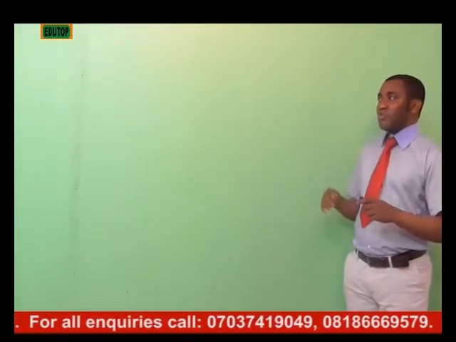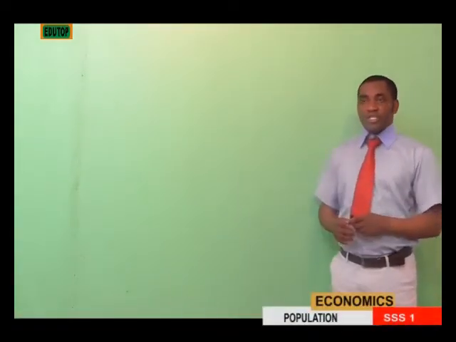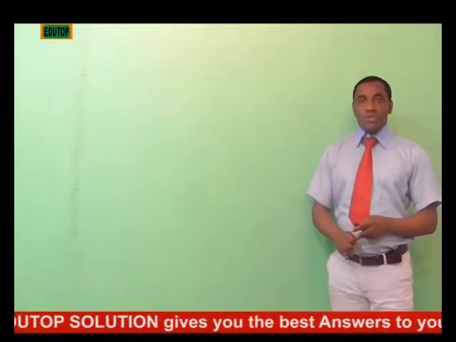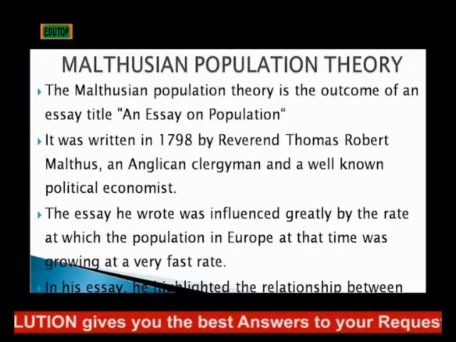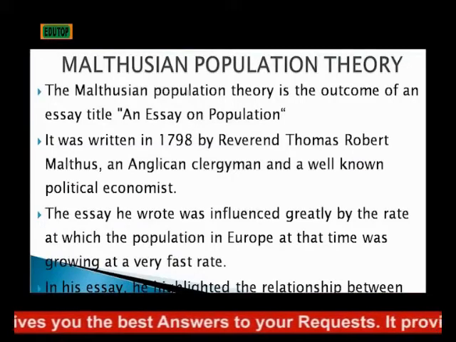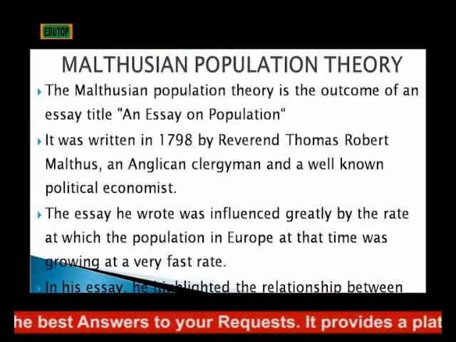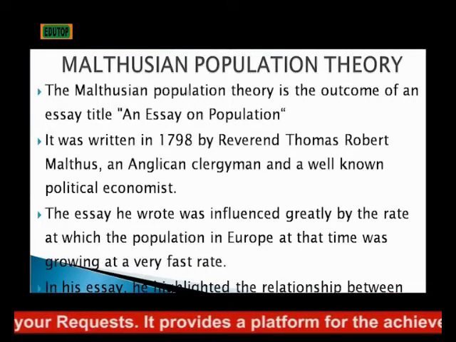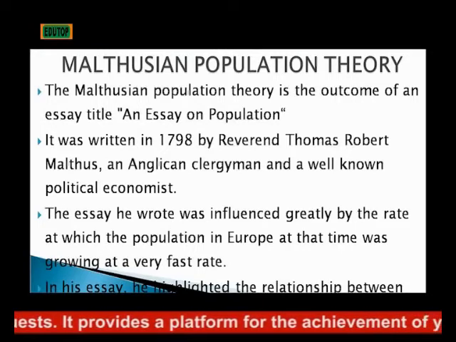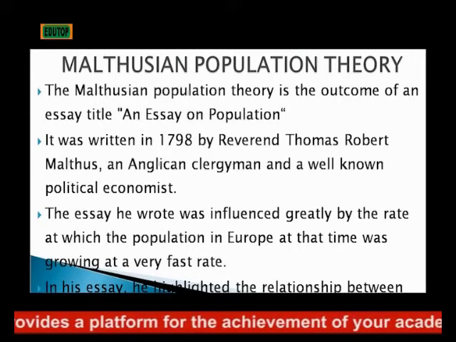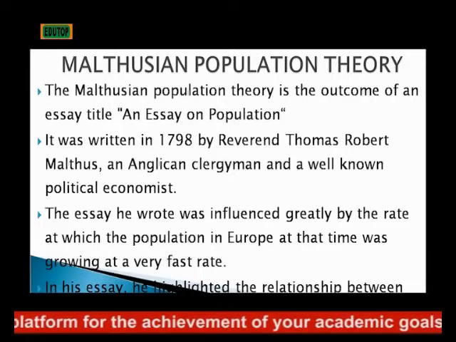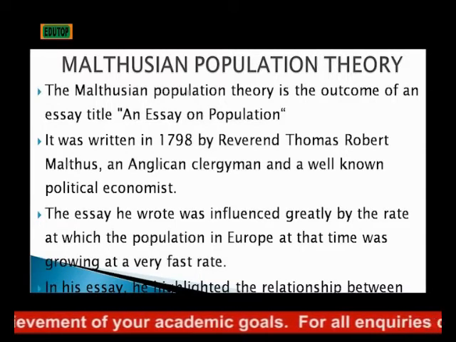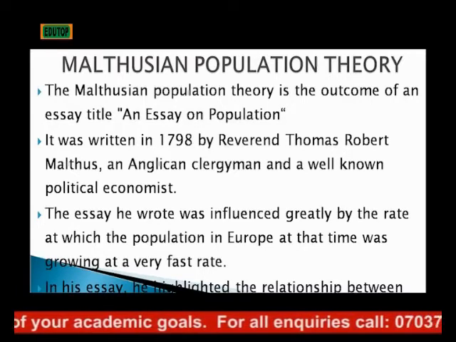Now let's look at some of the population theories that have been provided by some economists. The first one we are looking at is the Malthusian population theory. Malthusian population theory is the outcome of an essay titled An Essay on Population. That is the title of the essay. It was written in 1798 by Reverend Thomas Robert Malthus. He was an Anglican clergyman and a well-known political economist.